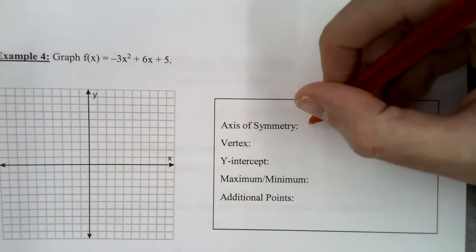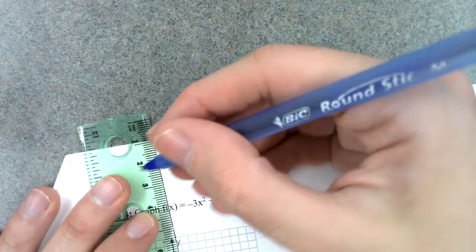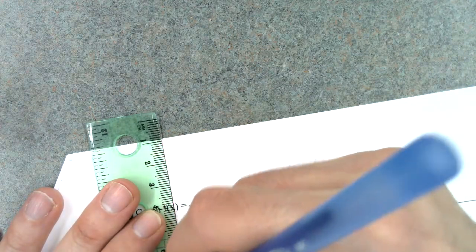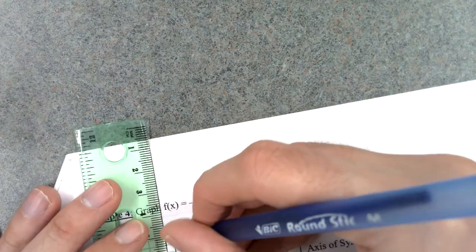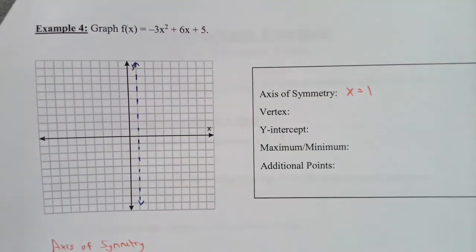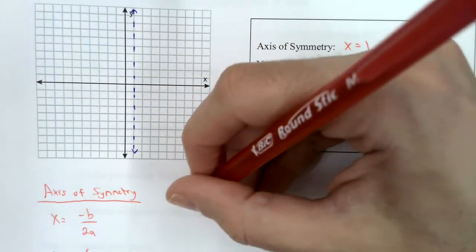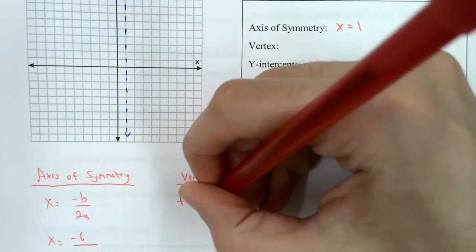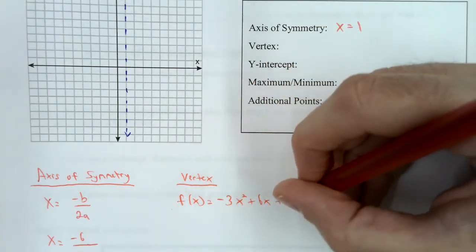So let's fill in the table and let's graph it as we go. X equals 1. Vertical line at x equals 1. Again, it's not part of the graph, but I just like to do it to help me reflect later. That's also why I'm doing it in a different color anyway, but not important right now. Vertex. I'll copy down the original problem again. F of x equals negative 3x squared plus 6x plus 5.